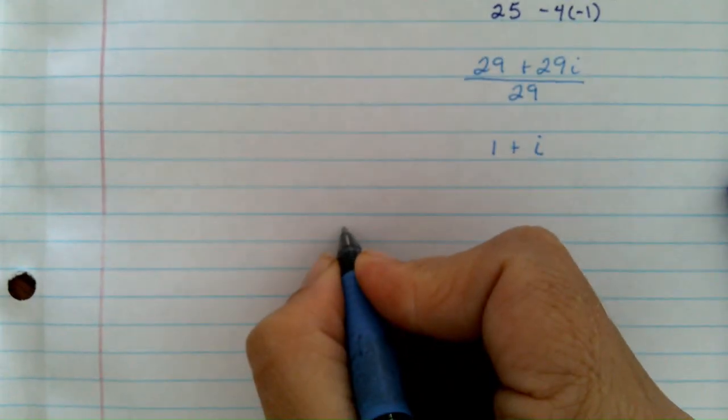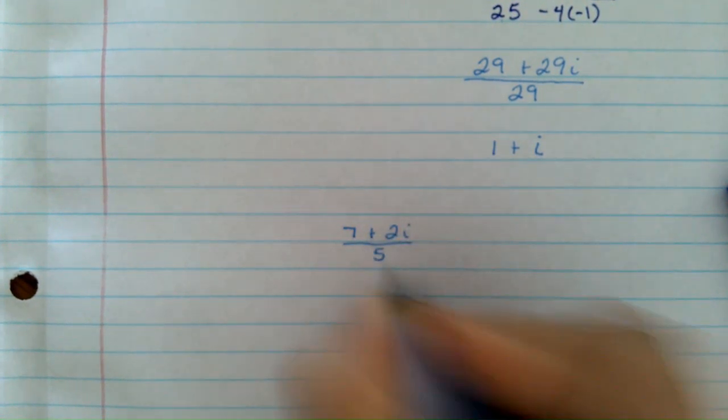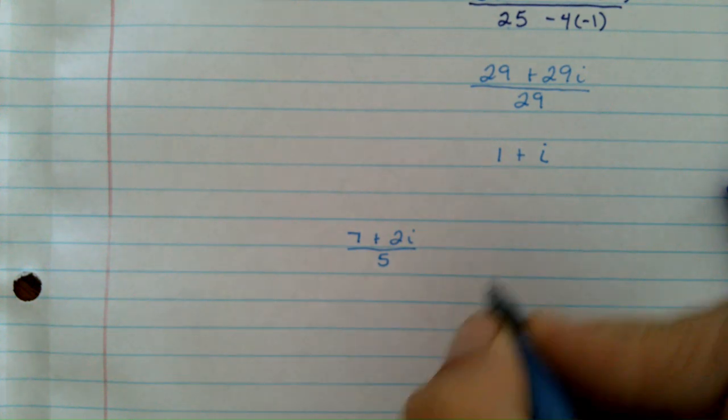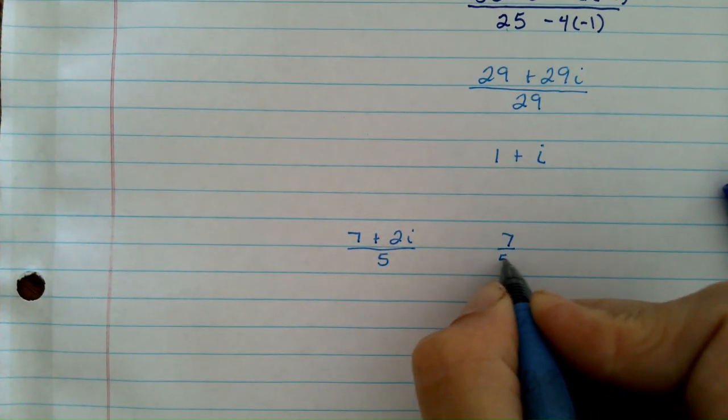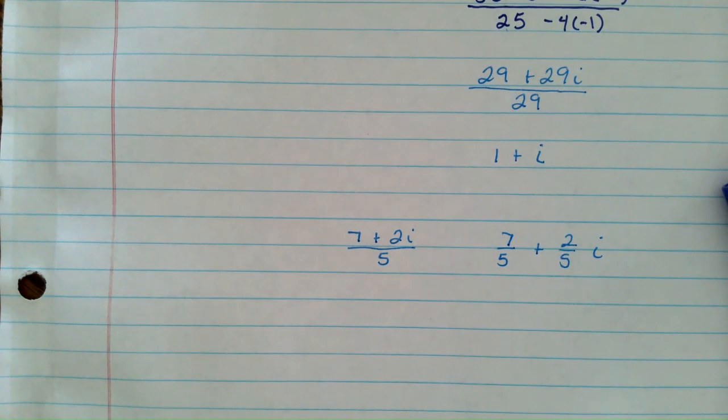If you ever wind up with something like -7 plus 2i over 5, that's technically not an a plus bi form. You would write it as 7/5 plus 2/5 i. Now it's written in a plus bi form.